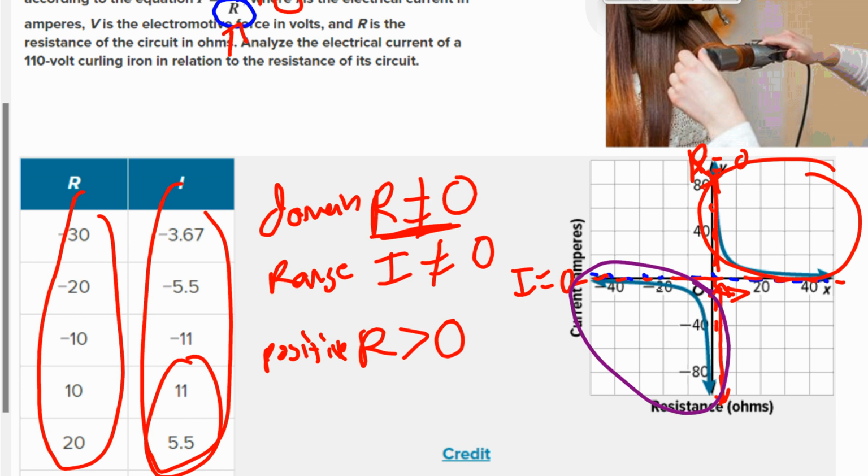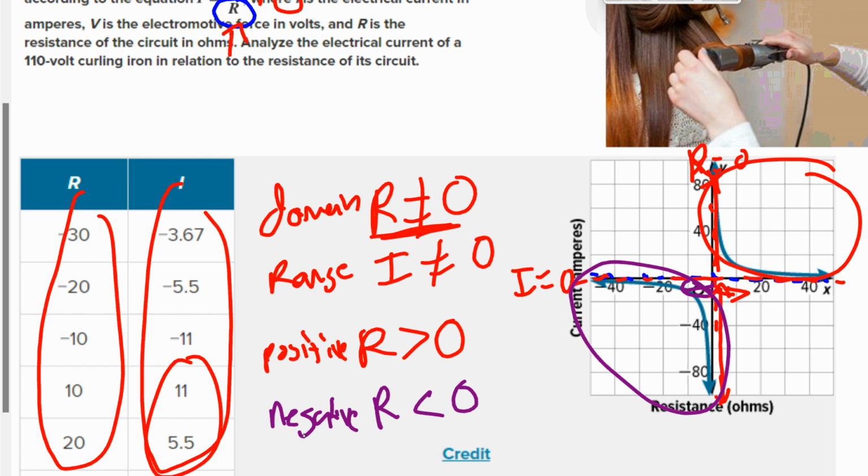And then we can see we have negative current right here. All these y values are negative, or I values are negative, when our R values are negative. So when our resistance is negative or less than 0, we see our current is negative.